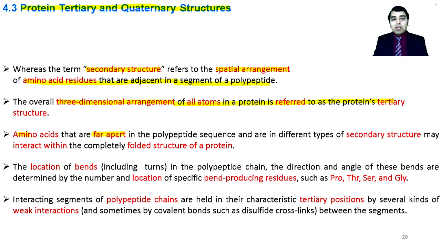Amino acids that are far apart in a polypeptide chain can interact with each other when they fold. The location of a bend is determined by bend-producing amino acid residues like proline, threonine, serine, and glycine. Polypeptide chains are maintained in their tertiary structure by the use of several weak forces.